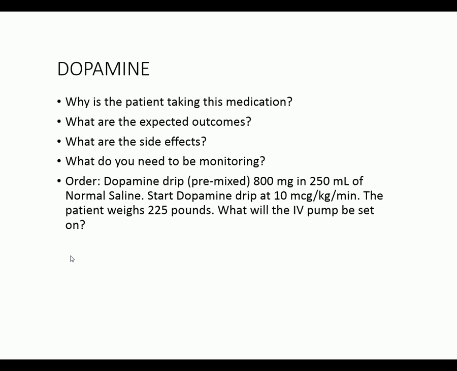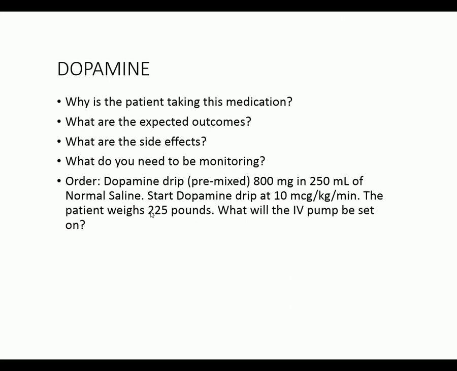Now, our next one is dopamine. As you can see, I have included those questions again for you here. But your order is dopamine drip. It's pre-mixed, 800 milligrams in 250 milliliters of normal saline. Start dopamine drip at 10 micrograms per kilogram per minute. Your patient weighs 225 pounds. What are you going to set your pump on? Okay, pause.